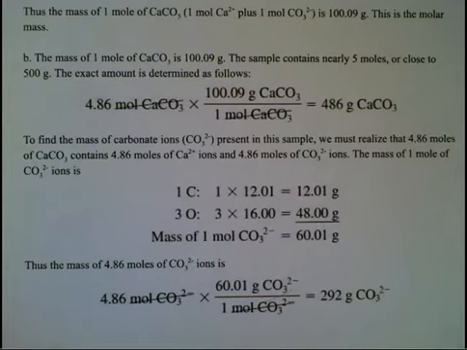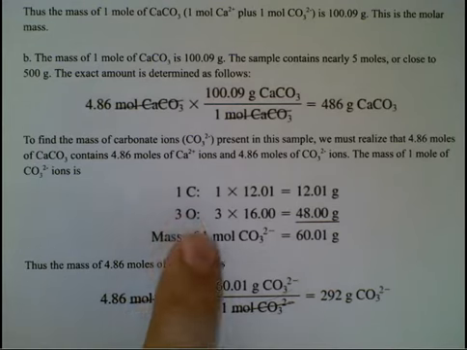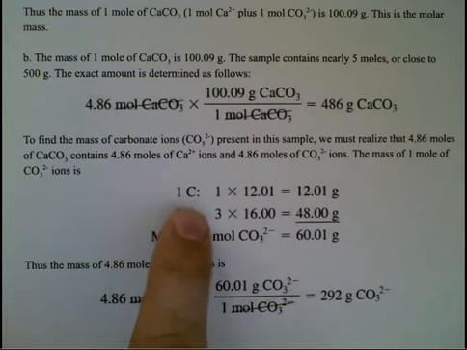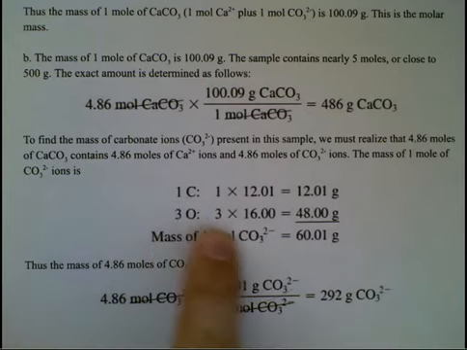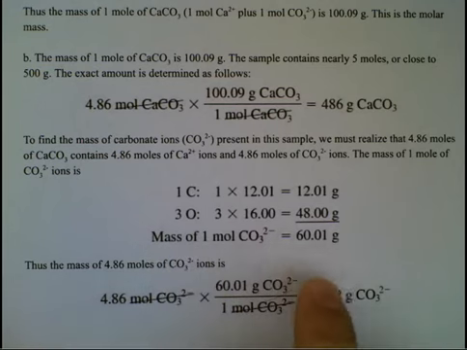Now to find the mass of the carbonate ions, the CO3s, present in this sample, we must realize that 4.86 moles of calcium carbonate contains 4.86 moles of calcium ions and 4.86 moles of carbonate ions. And so we simply need to calculate the molar mass of carbonate. Now carbonate, like we just did in our previous calculation, is made up of 1 atom of carbon and 3 atoms of oxygen. And so we can easily calculate the mass of 1 mole of carbonate to be 60.01.